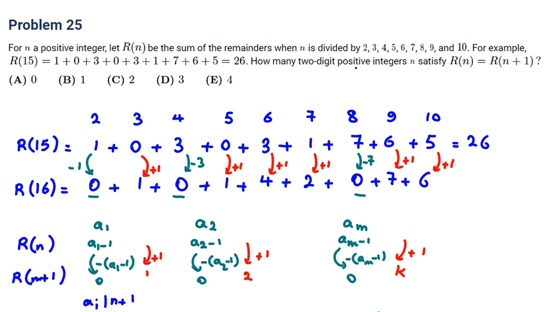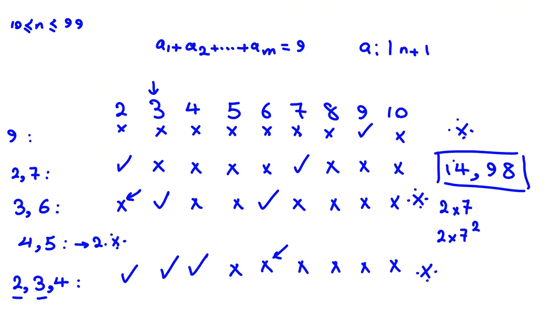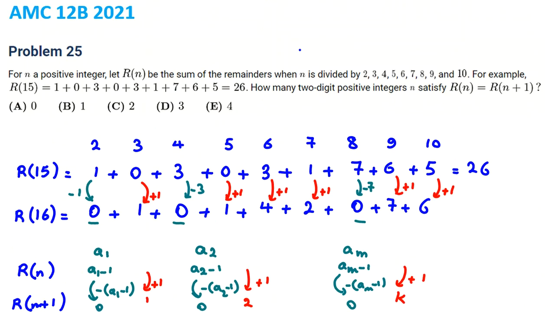The problem says, how many two-digit positive integers n satisfy this? But let me tell you something. Here, the numbers that we found are n plus 1, because we are considering n plus 1 being a multiple. N plus 1 is 14 and 98. So n is 13 and 97. The problem only wants how many, so the answer is C, 2.